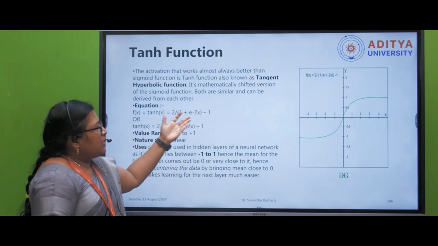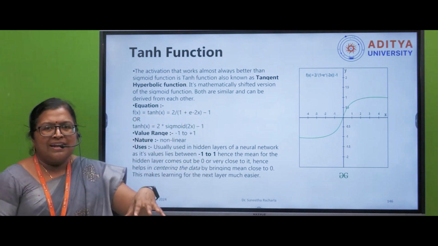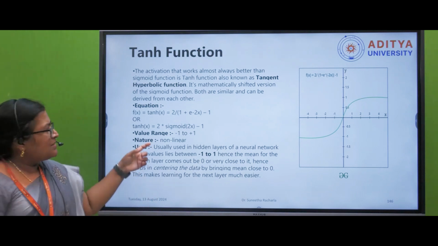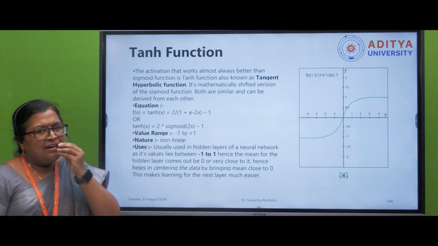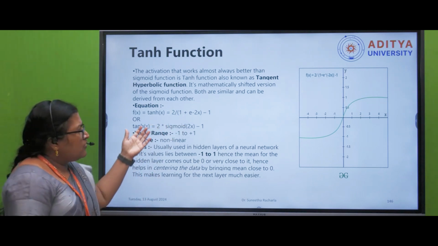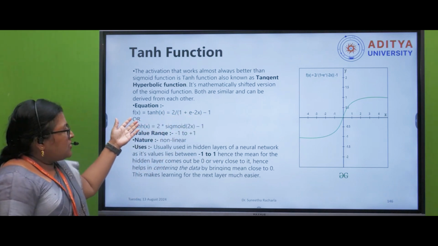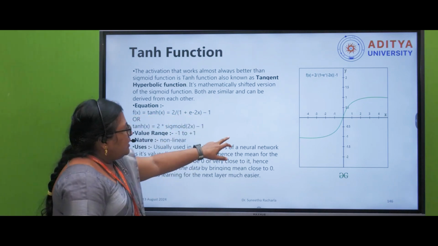So this is the function we use when you do the activation function in the program. This is the function you use in your syntax. So this is the tanh function.